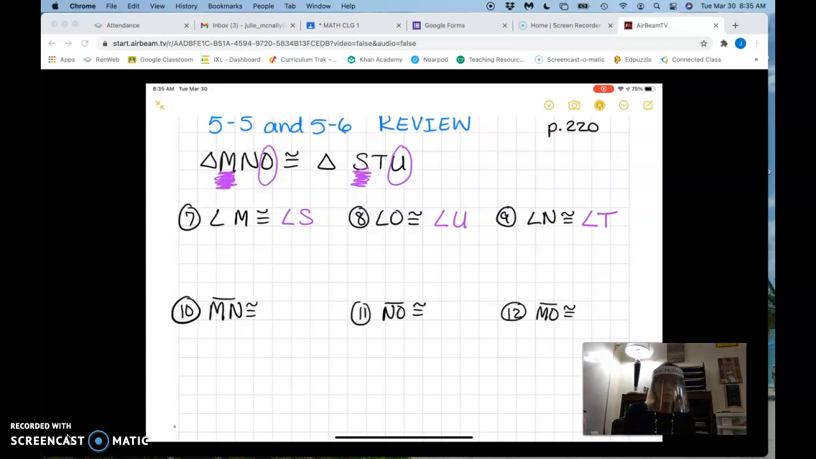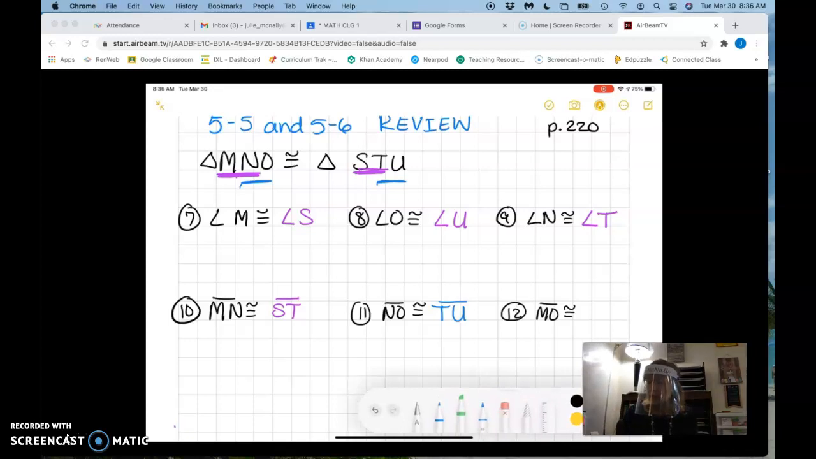For the segments, you're doing the same thing. Since MN are the first two letters, it's going to be ST because they're the first two letters on the other triangle. How about NO? It's TU. James is hogging all the answers today. All right, and then for the last one, MO. SU. Good. Because they match.